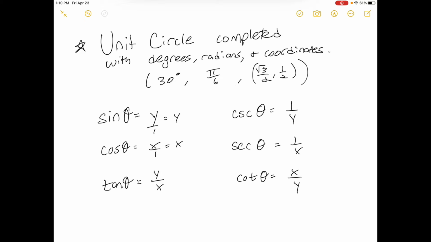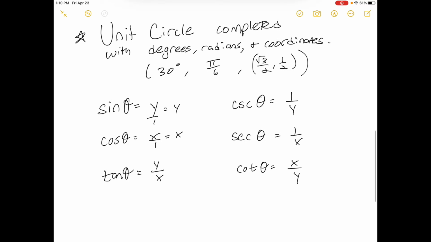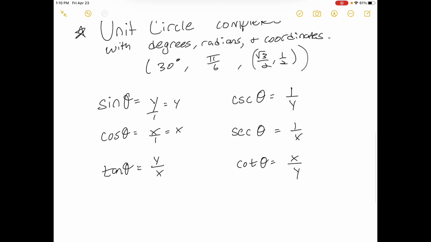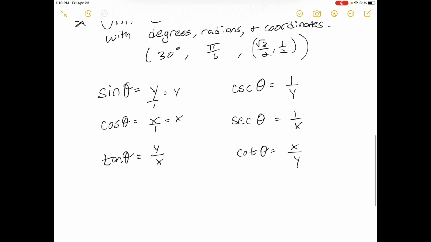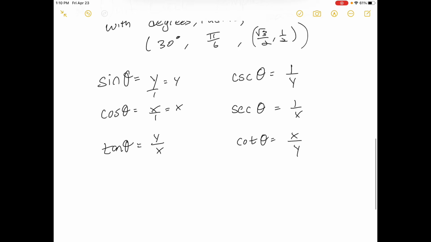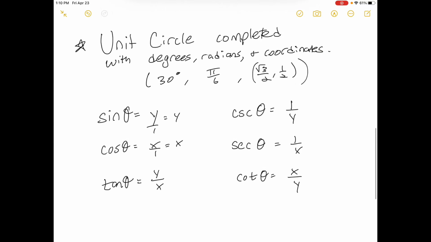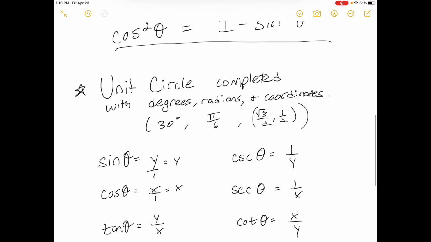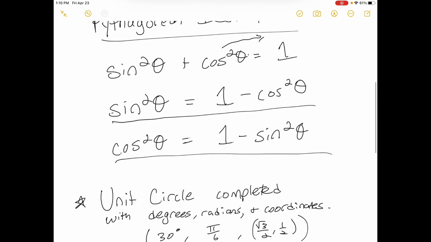If it's asking for cosine, you're just given x, the x part of the coordinate. If it's tangent, you're going to divide y by x. If it's cosecant, you're doing 1 divided by y, secant 1 divided by x, and cotangent x divided by y. So these are the formulas that you'll need. So now let's look at your study guide, and we'll go over each question.